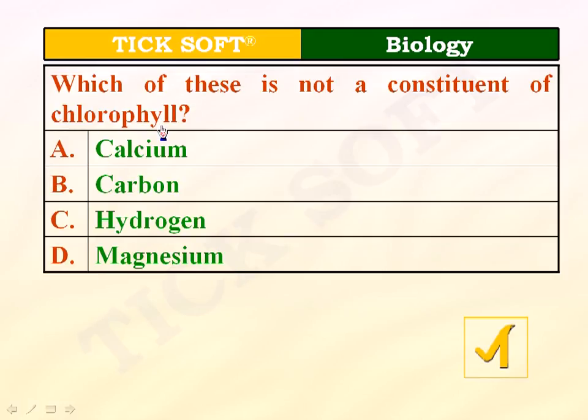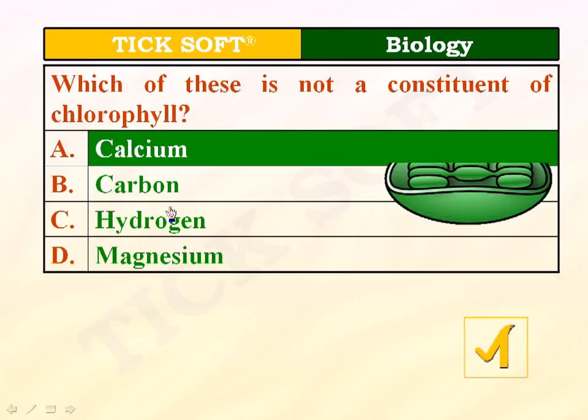The chloroplast is an organelle in plants and some protists that absorbs sunlight and uses the energy to synthesize organic compounds from carbon dioxide and H2O. So the question is, which of these is not a constituent of chlorophyll? The correct answer is calcium, because carbon and hydrogen are used for the synthesis of energy, and magnesium is essential for chlorophyll as an enzyme activator. So the correct answer is calcium. This is chlorophyll.